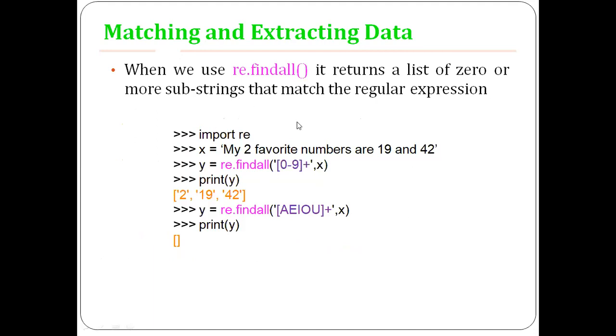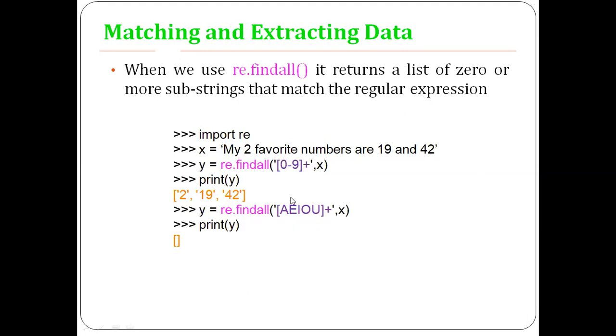Look at one more example here. When we use findall, it returns a list of zero or more substrings that match the regular expression. In the last example what you have seen, it is going to match three substrings, that is 2, 19 and 42, and those three values will be returned.